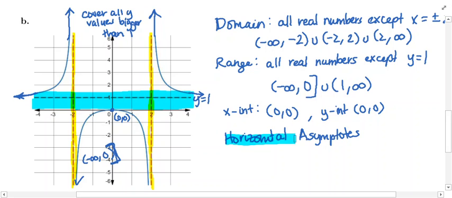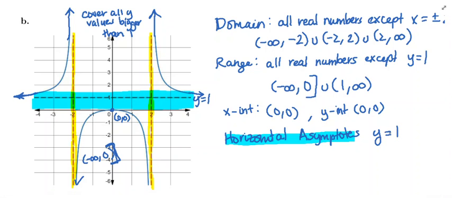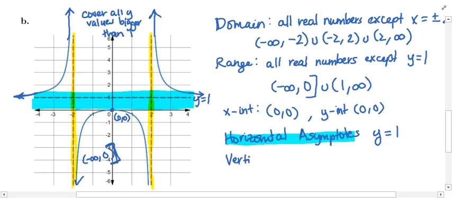So here we go, I'll highlight this in blue. This blue line is your horizontal asymptote, and we already said that it has the equation y equals 1. Horizontal lines are always y equals. Any point on the blue line is going to have a y value of 1. Now let's write down the vertical asymptotes.